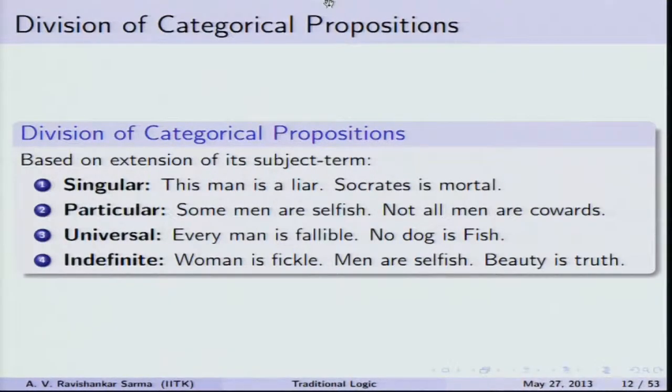There are some other kinds of propositions which pose a problem for translating into the standard format: indefinite categorical propositions. For example, "Woman is fickle," "Men are selfish," "Beauty is truth." Mostly we will use singular, particular and universal categorical propositions. This distinction is based on the extension of the subject term, and it is very difficult to state the extension of the subject term in indefinite propositions.